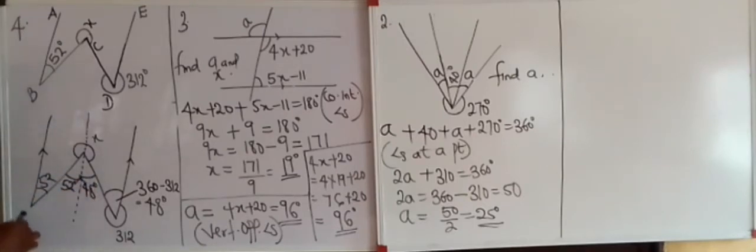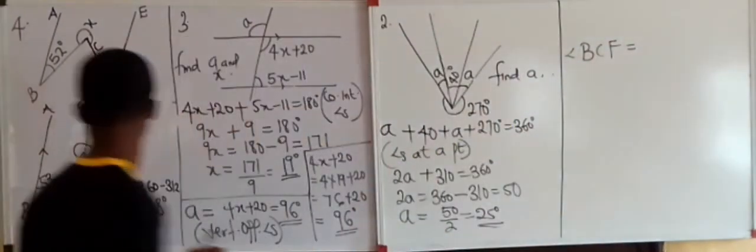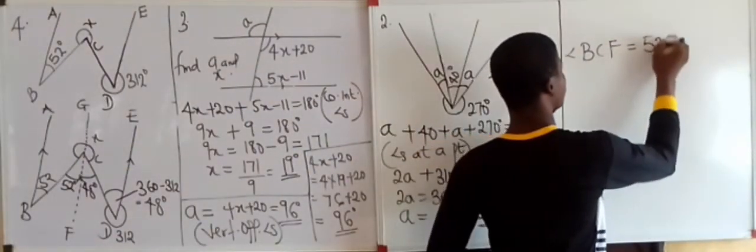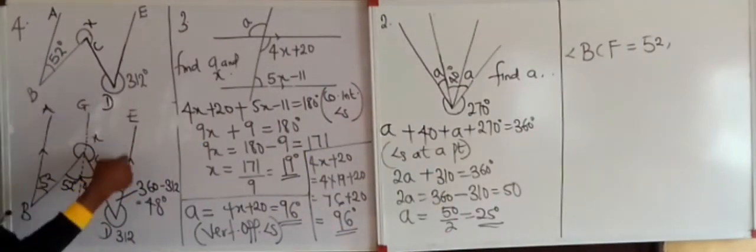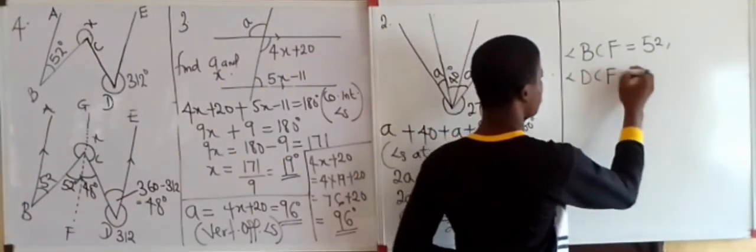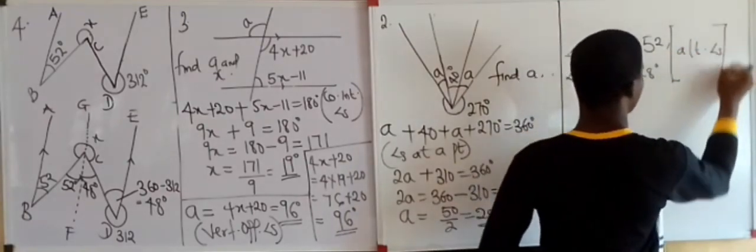Alternate angles. So here is A, I have B, I have C here, this is D, and here is E. So let me call this F and G. So it means that angle BCF is equal to what? 52 degrees. And angle DCF. Angle DCF is equal to what? 48 degrees. The reason is because of what? Alternate angles. So alternate angles are equal.